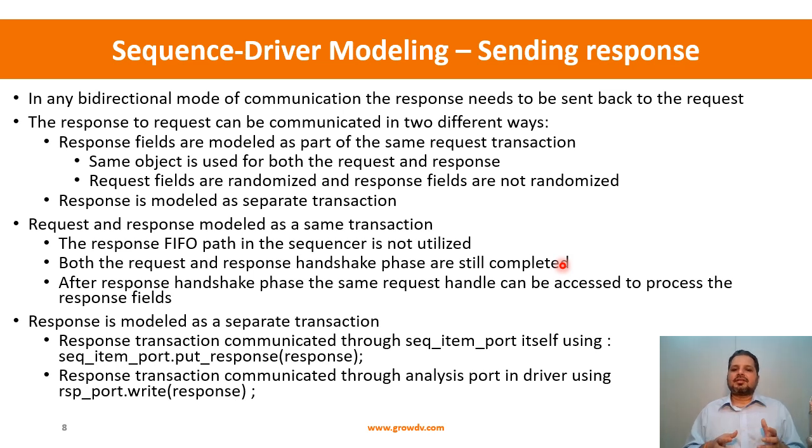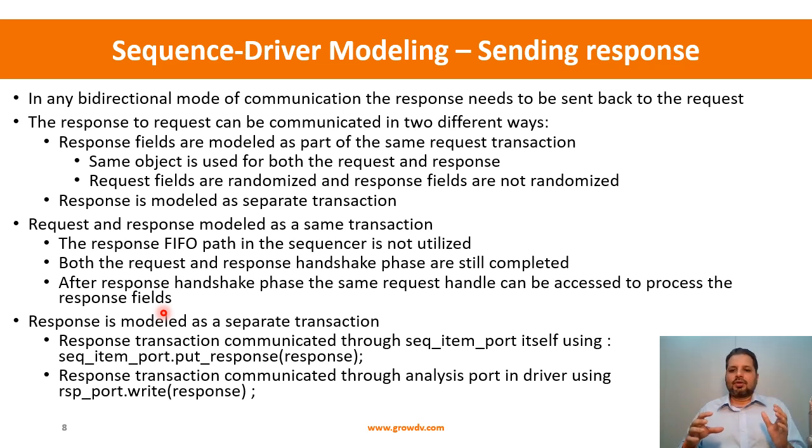So both phases still need to be completed, even though you are using a single UVM sequence item for sending the request as well as receiving the response, with additional fields added for the response. After the response handshake phase completes, the same request handle that you had created can be accessed to process the response field. This is an important point. What it means is we have a single object, and that single object contains fields for the request and fields for the response.